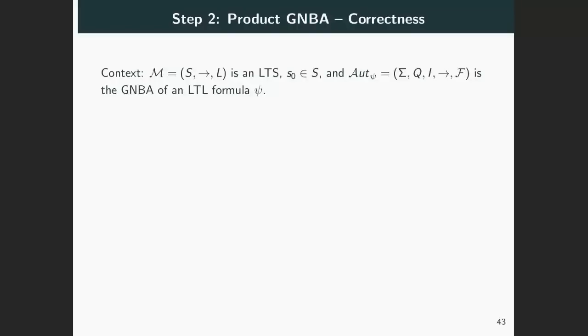We're going to prove that our product automaton construction is correct, in that it satisfies the desired property. So we have an LTS M with a state S0, and the automaton aut psi associated to an LTL formula psi. And we define the product automaton M at S0 times aut psi.